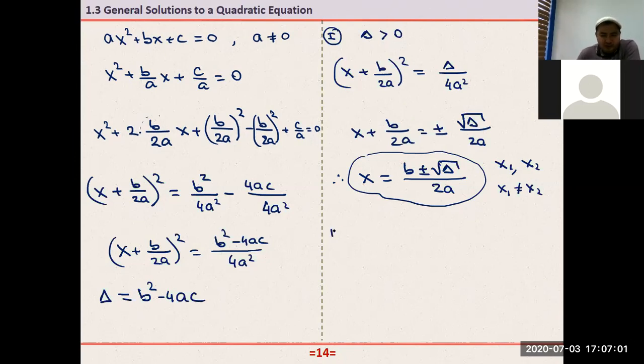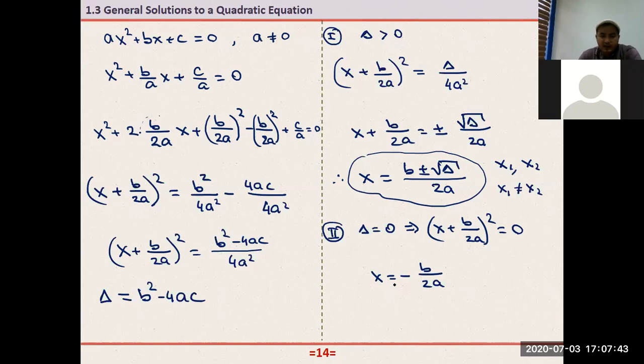And how about the second case? How about if delta equals 0? If delta equals 0, what happens here? Since 0 over 4a squared is equal to 0, we will have this equation, x plus b over 2a squared is equal to 0. So what number squared is 0? Only 0 squared is equal to 0. So this thing should be equal to 0. That means that x equals minus b over 2a.